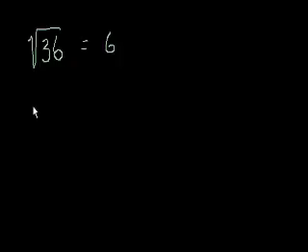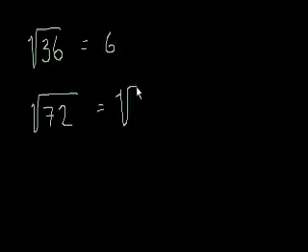Now what if I asked you what the square root of 72 is? Well, we know that 72 is 36 times 2, right? So let's write that. Square root of 72 is the same thing as the square root of 36 times 2. We just rewrote 72 as 36 times 2. And the square root, if you remember from level 3 exponents, is the same thing as something to the 1/2 power. So let's write it that way.